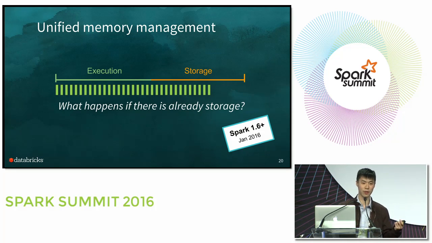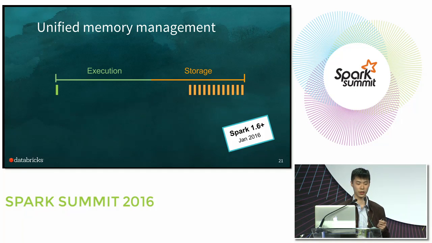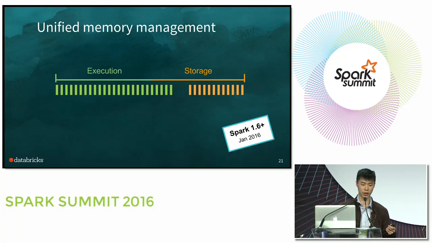So what if there's already some storage? Okay, so I'm going to acquire some execution memory. I'm going to keep sorting and sorting, and eventually I'm going to run out of execution memory. And what happens now is I'm going to evict storage. So as before, I'm going to evict the least recently used block to disk. So once I do that, I might keep acquiring execution memory and evict more storage as I need.